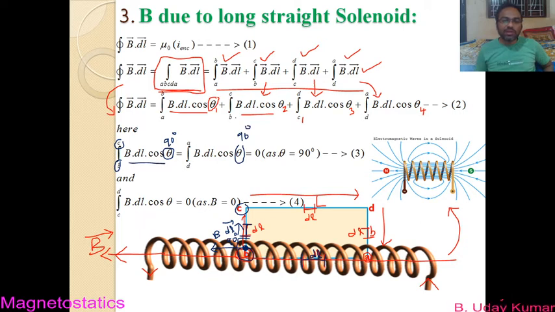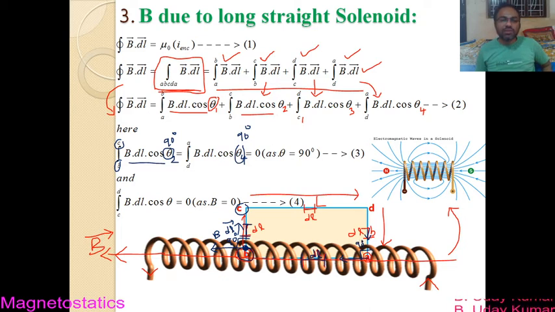Along the path B to C, if you take all the angles as theta, there is no problem. Even if you take them separately, along the path B to C the angle is taken as theta 2, so theta 2 becomes 90 degrees, and along the path D to A the angle between B and dl is taken as theta 4. Theta 4 also becomes 90 degrees. I hope it is clear. Even here dl will be directed downward, but B will be directed towards left only, so the angle between them will again be 90 degrees.